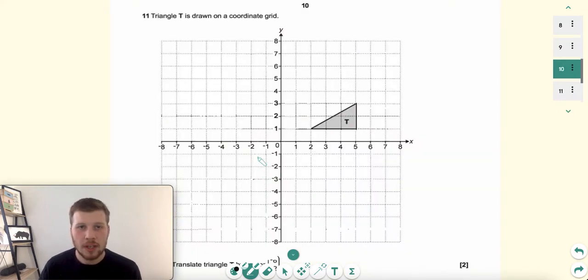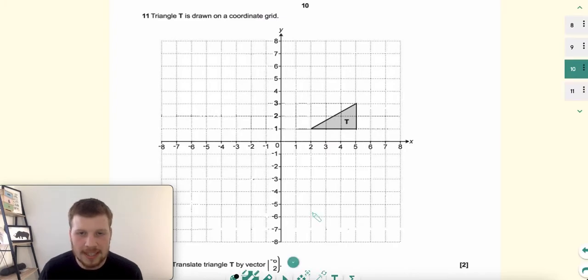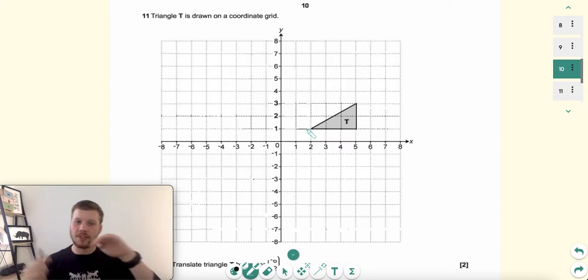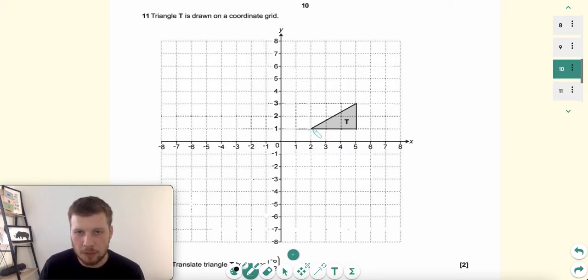Question 11. A triangle is drawn on a coordinate grid. Translate the triangle by vector negative 6, 2. So negative 6, 2, well, the top value is the x, so it's horizontal. So it's going to go back 6. So this point is going to go to negative 4. And then 2 on the bottom is a y, so it's going to go up. So these points are going to correlate. 5 is going to go to here. And this one again, 2 up.